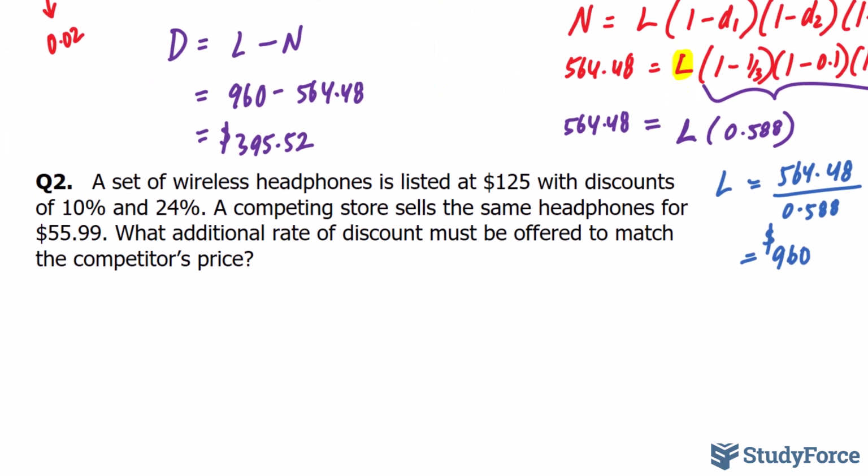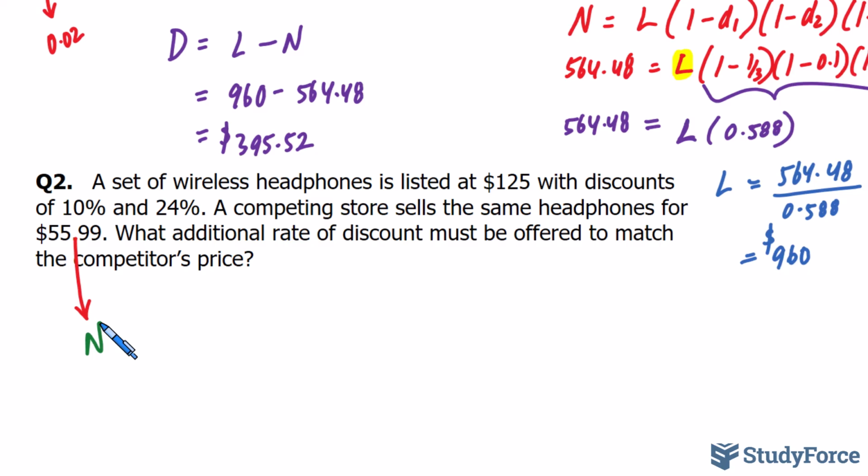In question number 2, we are asked a set of wireless headphones is listed at $125 with discounts of 10% and 24%. A competing store sells the same headphones for $55.99. So this is the net price of the competitor. And for us, we don't have a net price yet, right? Our list price is $125 and those discounts haven't been applied. The question is asking what additional rate of discount must be offered to match the competitor's price. In other words, we want our net price to be $55.99.